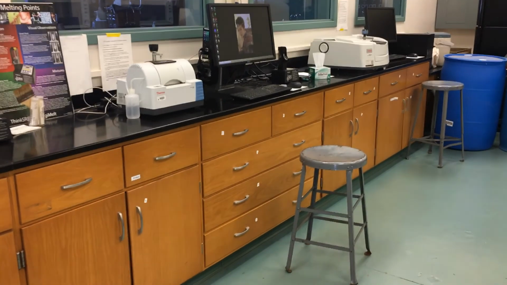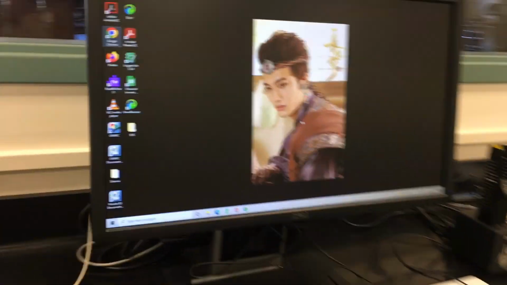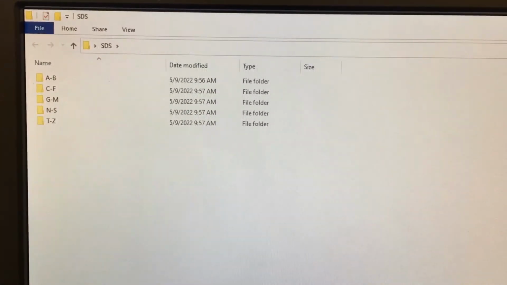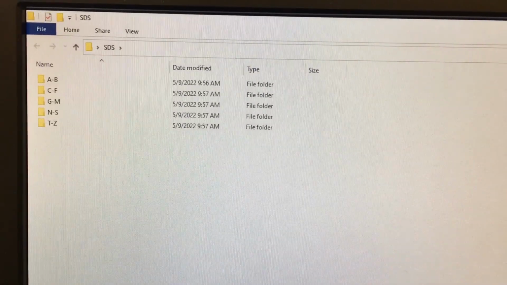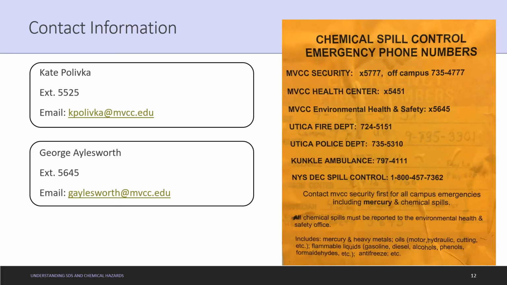You can also find digital copies of all of our SDS on the lab computer's desktop. You can see that these SDS are also organized alphabetically. So what if you cannot find an SDS for a specific chemical that you'll be using? From any MVCC phone, you can call me, the Chemical Hygiene Officer, at extension 5525, or Mr. George Aylesworth at extension 5645 for further assistance.